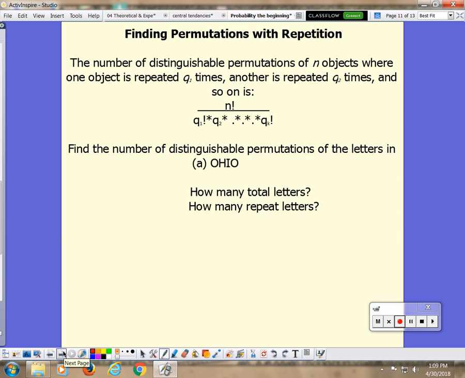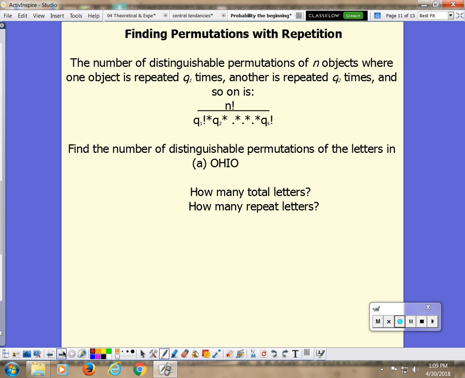All right. Now let's find the distinguishable permutations of n objects where one object is repeated q1 times. In other words, we're going to take words. On your homework tonight, you're going to have a series of words in which you have to find the permutation of the letters. How many different ways can I order those letters?